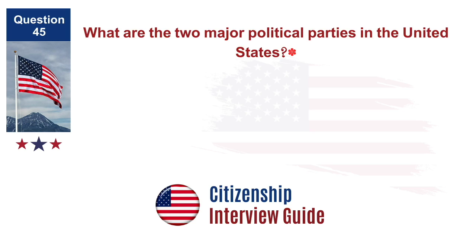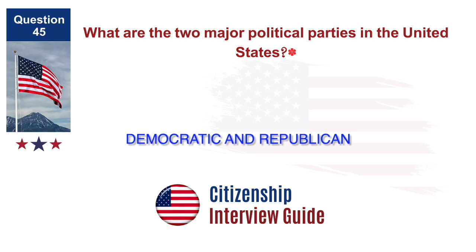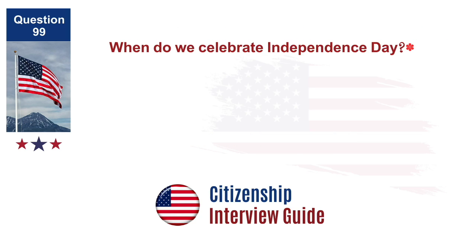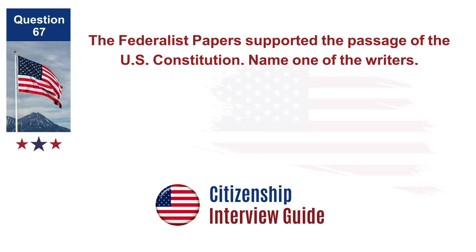What are the two major political parties in the United States? Democratic and Republican. When do we celebrate Independence Day? July 4th. The Federalist Papers supported the passage of the U.S. Constitution. Name one of the writers. James Madison.